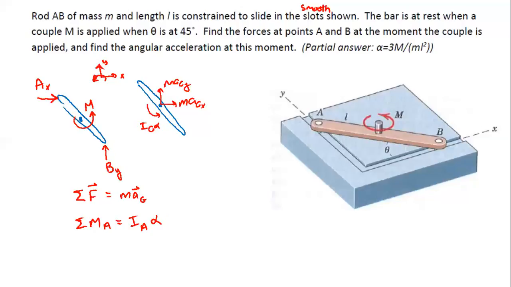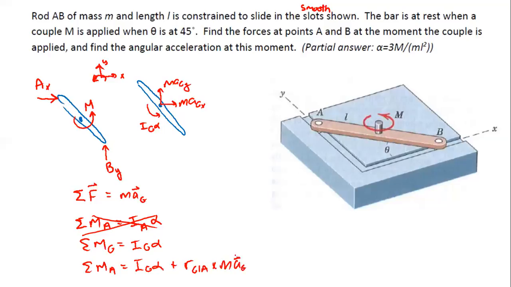Tommy says no. Anybody else? Nope, not a fixed axis of rotation, so I cannot use that. I can use sum of moments about G equals IG alpha. Or I could use either sum of moments about A or B, and I could do an IG alpha plus R from A to G cross MAG. The only advantage of that is that I can now get rid of A. If I'm taking sum of moments about A, then I get rid of the force up there. Okay, then what's my third step?